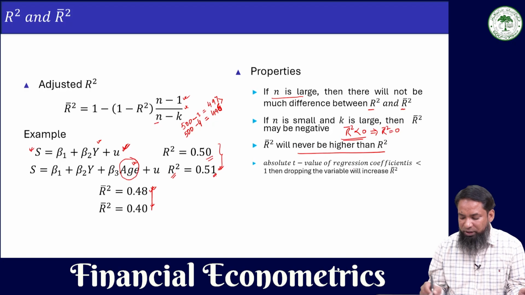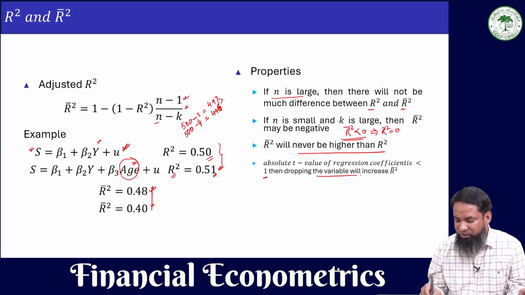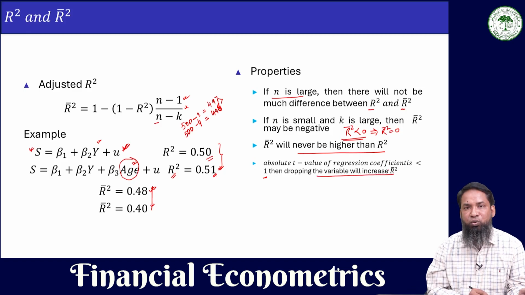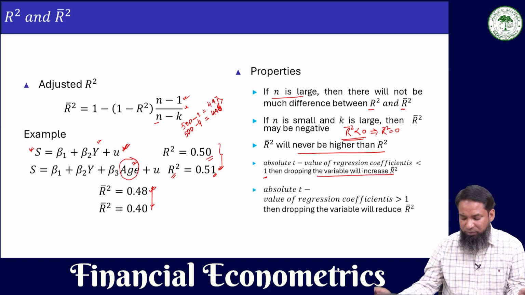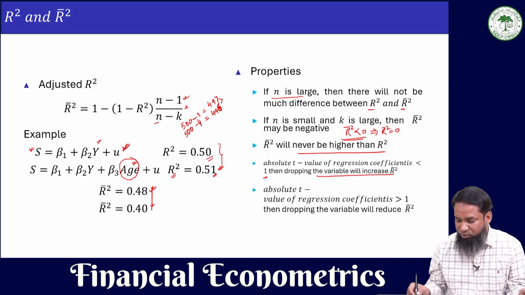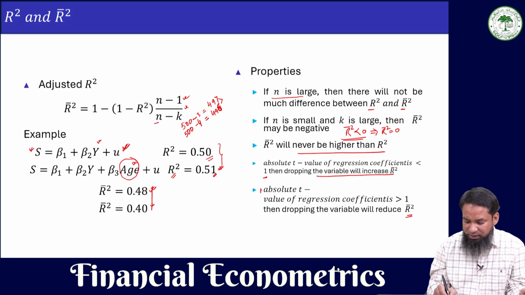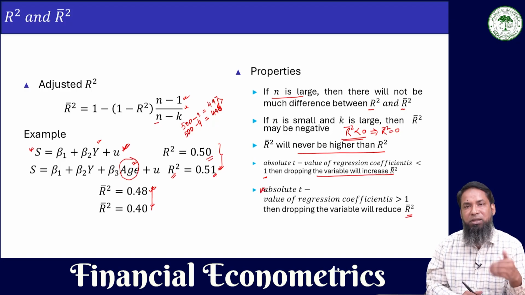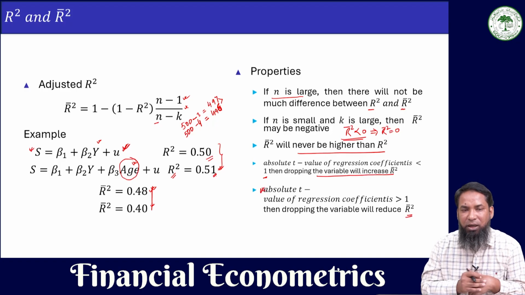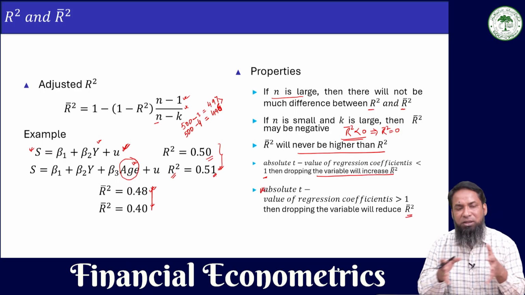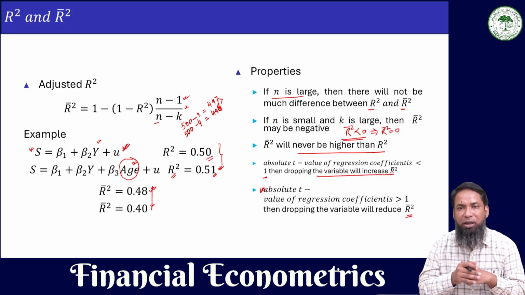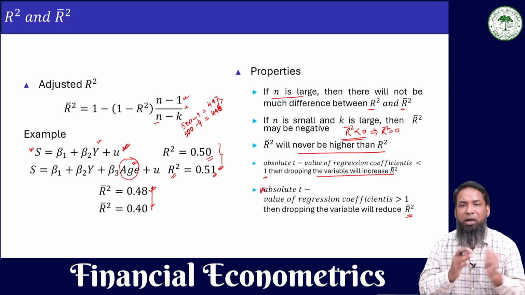So if the absolute t value of the regression coefficient is less than 1, then dropping the variable will increase the adjusted R square. However, if the absolute t value of the regression coefficient is more than 1, then dropping the variable will reduce the adjusted R square. That means in such cases, by adding the regressor, we will have a higher adjusted R square. So that's the difference between R square and adjusted R square. In the case of a multiple regression model, we prefer adjusted R square rather than R square.